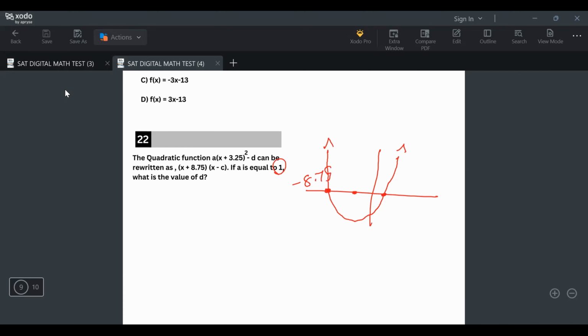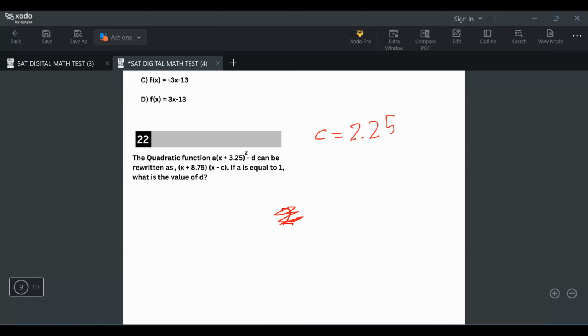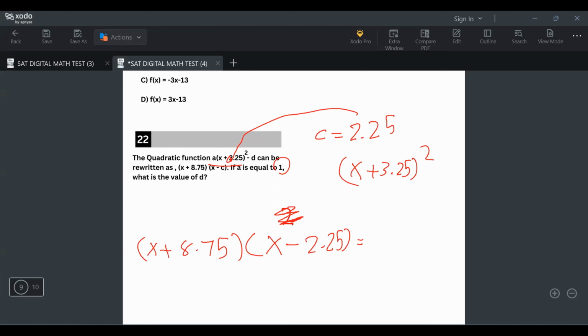We can plug in the value of c into the function here. It says that the value of c is equal to 2.25, right? And then we plug in the value of c into the function. So we can say that x plus 8.75 multiplied by x minus c, which is 2.25, is equal to this one here. a is equal to 1 anyway, so we won't write it, which is equal to x plus 3.25 to the power of 2 minus d.